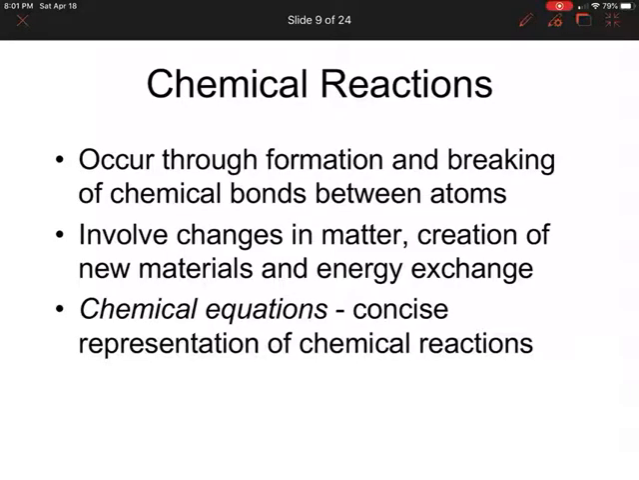Right, so now we can get into chemical reactions. This is basically the definition. Chemical reactions occur through forming or breaking chemical bonds. Whenever that happens, you basically get new materials. This requires energy or puts off energy, so there's some sort of energy exchange.